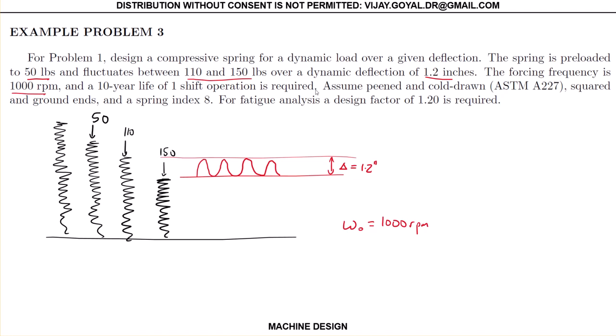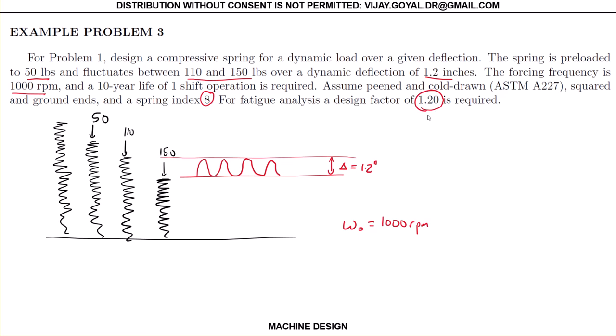We're assuming that the material is pin and cold drawn. This is important for fatigue, for the properties that we're going to use. The spring has squared and ground ends, which matters for buckling of the spring, and you start with an initial spring index of 8. The fatigue analysis has a design factor of 1.2.